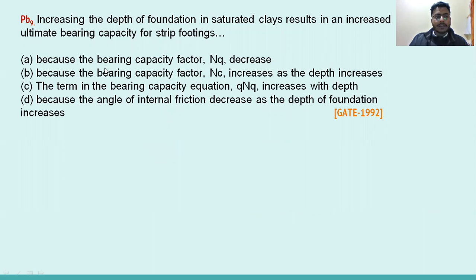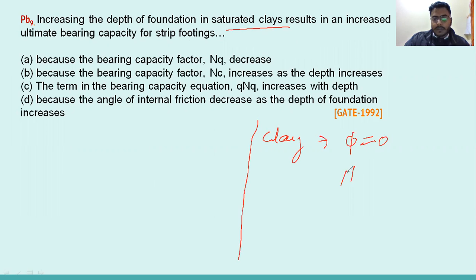So next we have question number 9. Increasing the depth of foundation in saturated clay results in an increase in the ultimate bearing capacity for the strip footing. See, the question mentions clay. It means phi is equal to 0. Phi equal to 0 means NC is equal to 5.7, NQ is equal to 1, and N gamma is equal to 0.